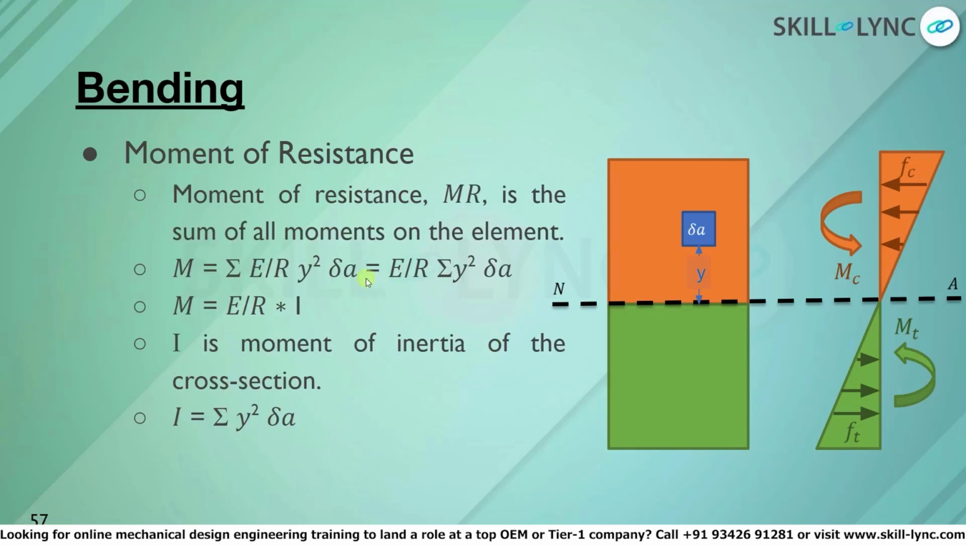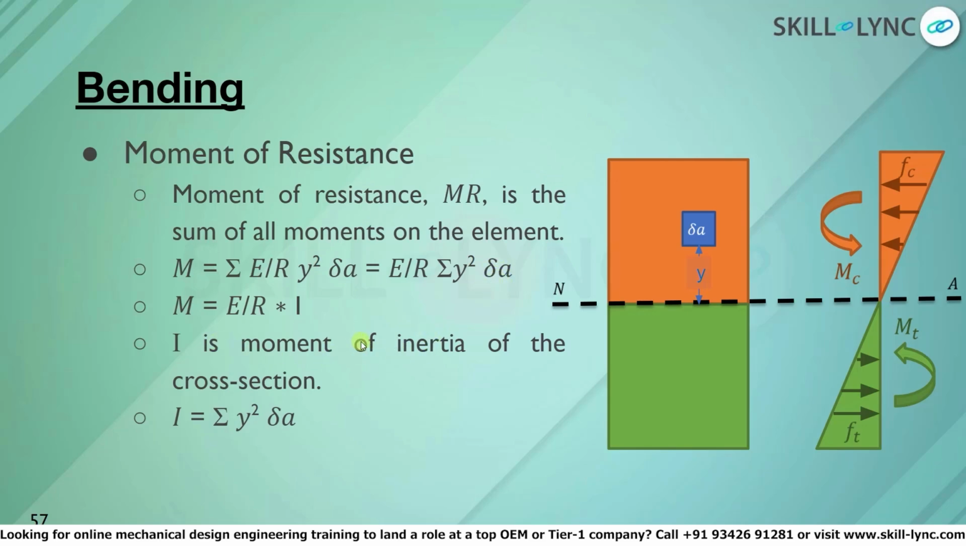Next, the moment of resistance can be given as the sum of all moments on the element. So right now we can say that it is the sum of all the compressive moments on the element, because this moment is on the compressive side. Now the moment of resistance is equal to the summation of E by R y square del A. Here we know that E by R is a constant. So placing E by R to the left of the summation, we can call y square del A as I, or the moment of inertia.